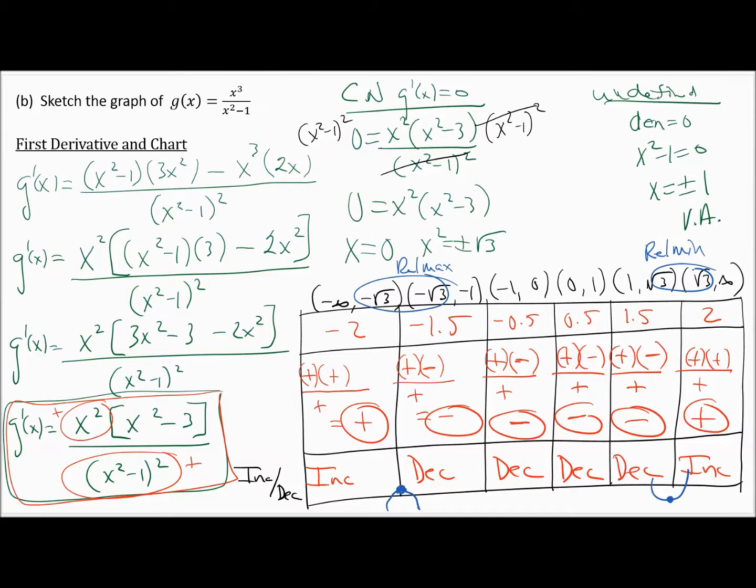So now we know we're increasing from negative infinity to negative square root of 3, and again from square root of 3 to infinity, and then we're decreasing on all those other intervals. And we have vertical asymptotes at negative 1 and positive 1. And we don't know what's happening at 0, but it's not a max or a min, right? So we'll find out when we look at the graph.